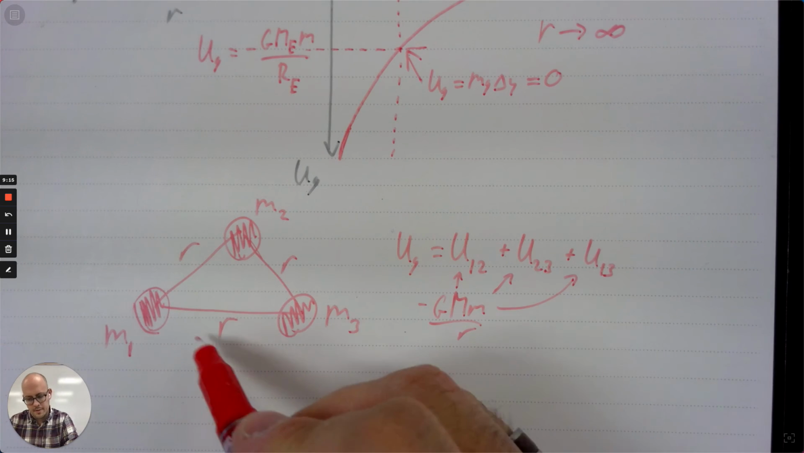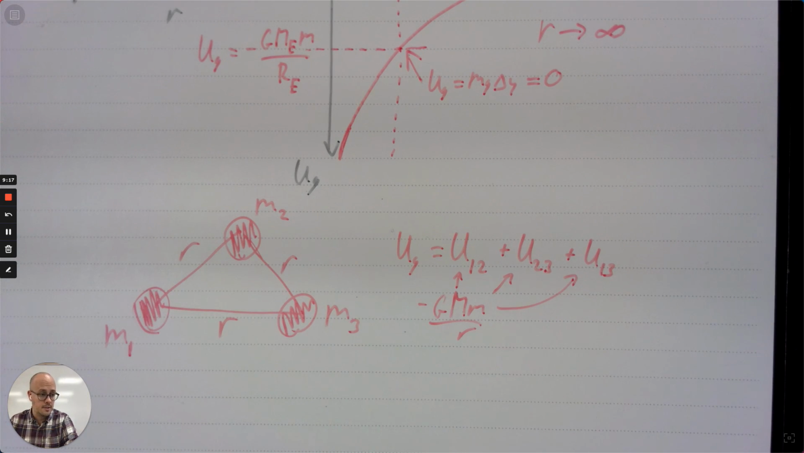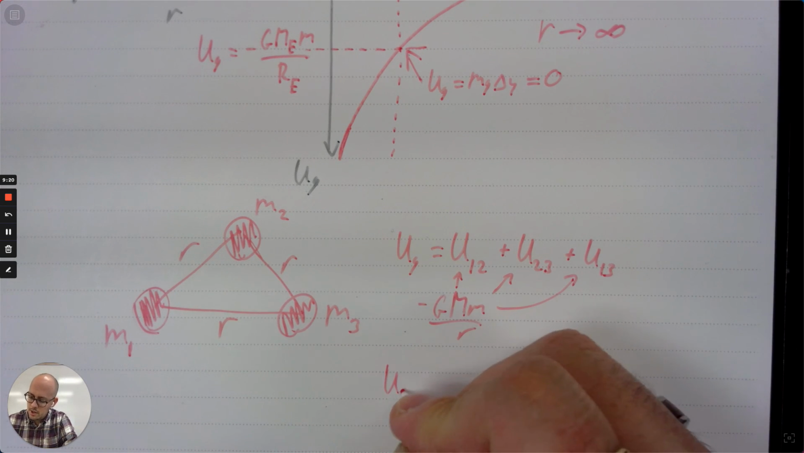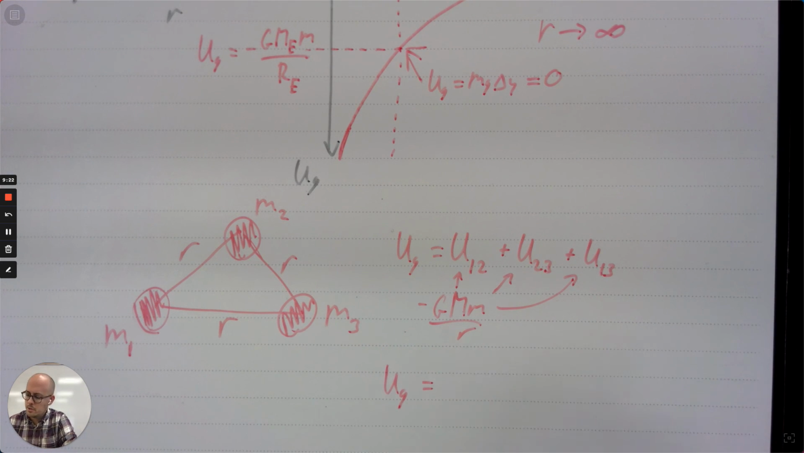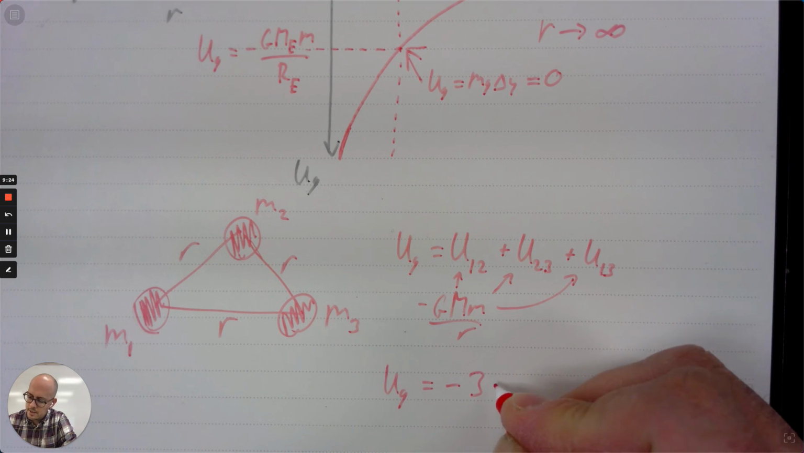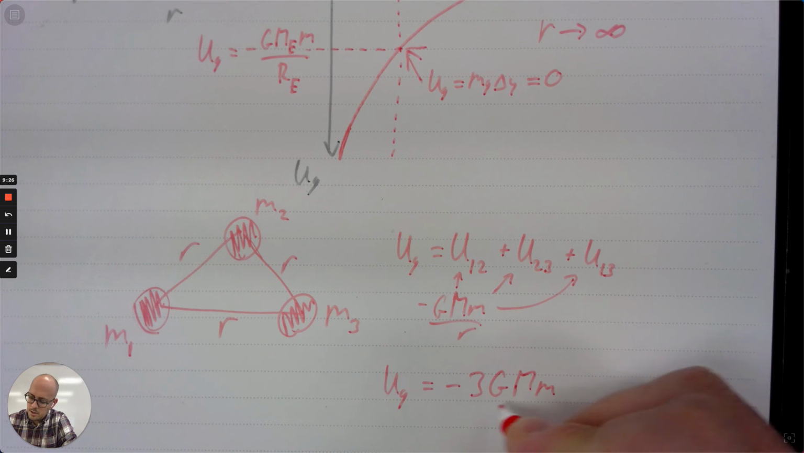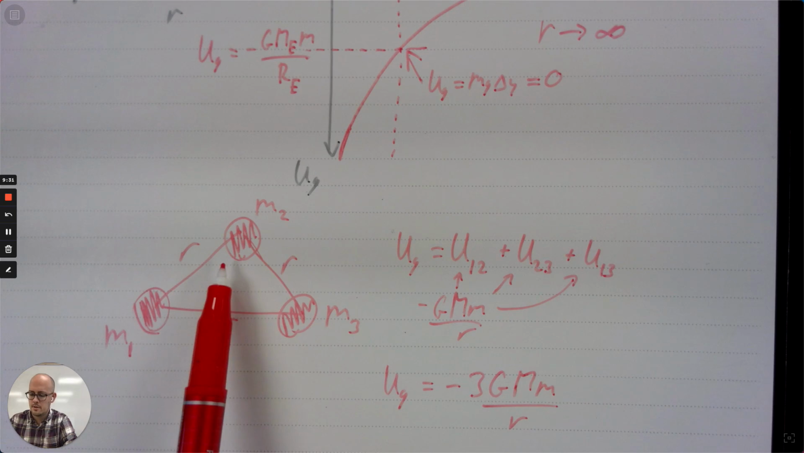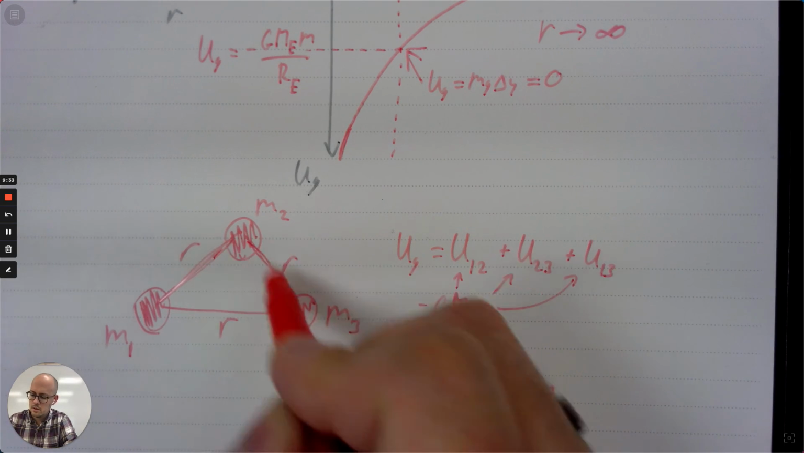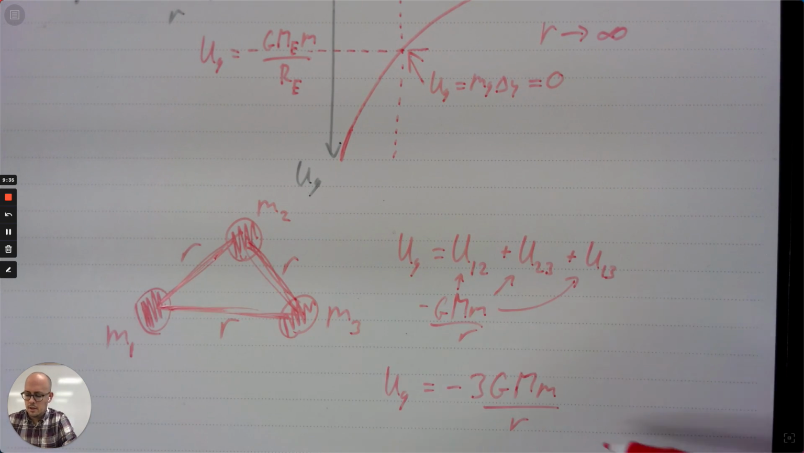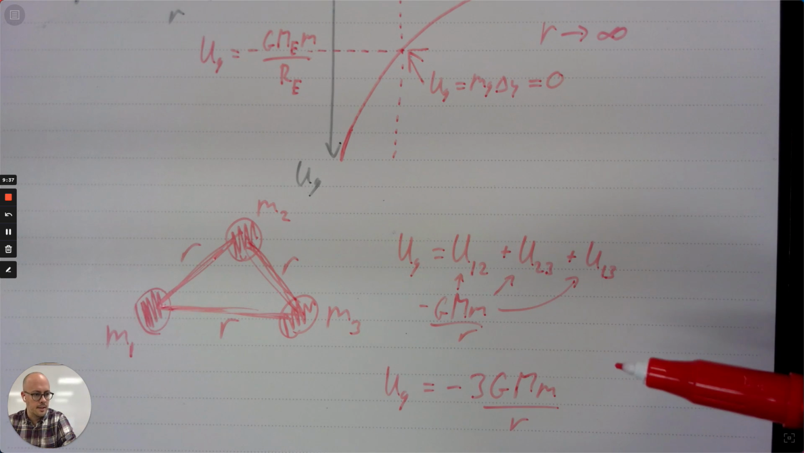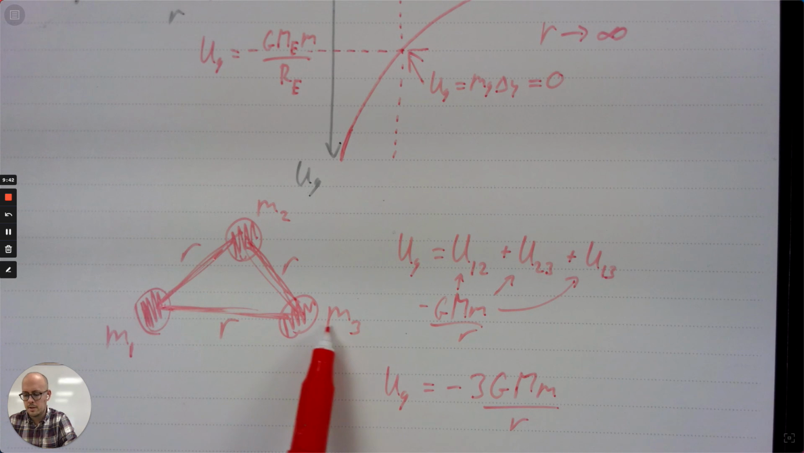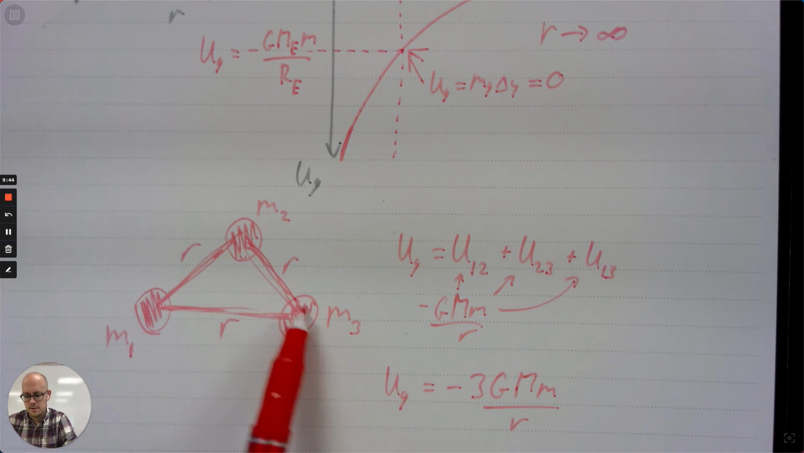Because all 3 of them have the same mass, and because they're all the same distance away from one another, the gravitational potential energy that's stored between them is going to be equal to negative 3 G m m over R, because there's 3 pairs of masses that are storing energy: 1, 2, 3. Their potential energies add together. Another way to think of that is if I started to move M3 around, it would change this value of potential energy and this value of potential energy.